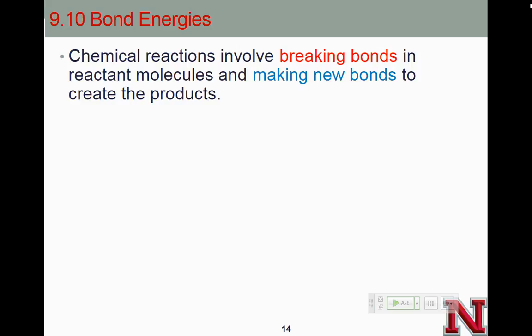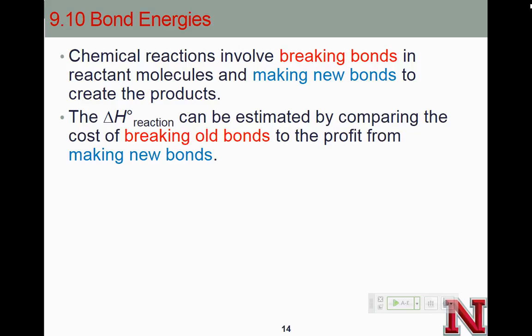So that brings us to the concept of bond energies. In a covalent reaction especially, what we're doing is breaking covalent bonds and forming new covalent bonds. That's what we do in a reaction. So we can predict our delta H, bringing that back to thermodynamics, if we know how much energy it takes to break those covalent bonds. So we can actually calculate our delta H of reaction by comparing how much energy it costs to break a bond versus the profit from making a new bond.